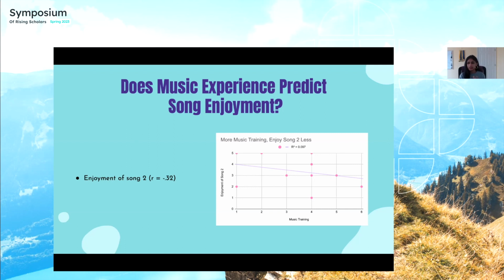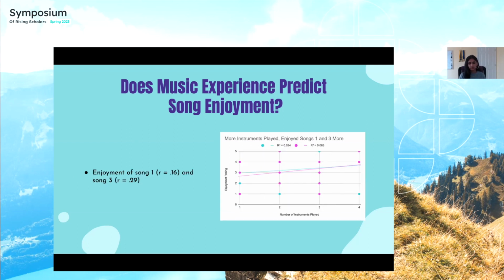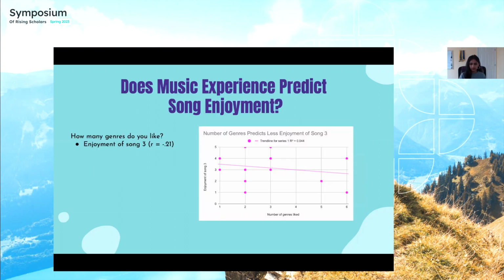Then I used this same concept to look at how music experience predicts song enjoyment. For this one, the more instruments somebody played, the more they enjoyed songs 1 and 3. The same went for the more genres they liked. They enjoyed song 3 a little bit less as well. So that was my quantitative analysis from the data that I received.